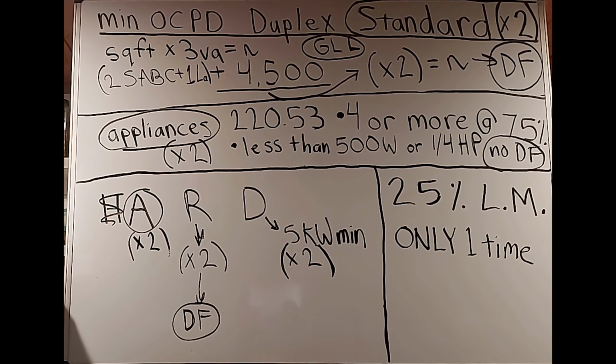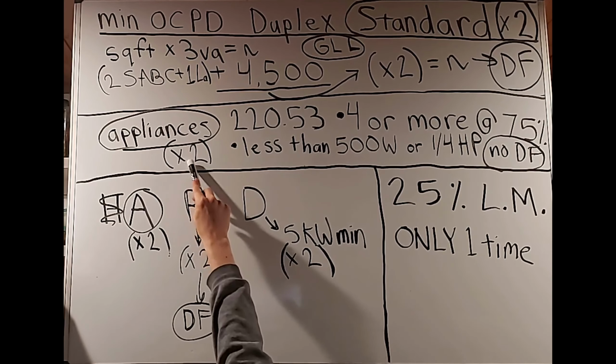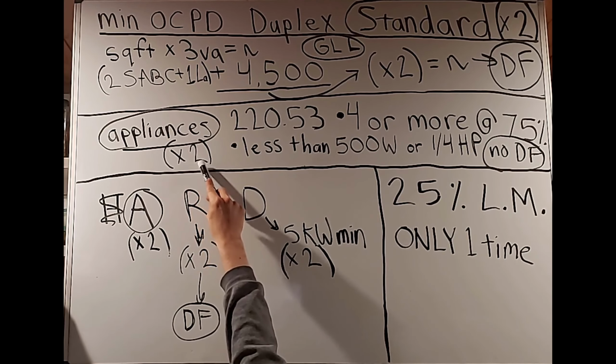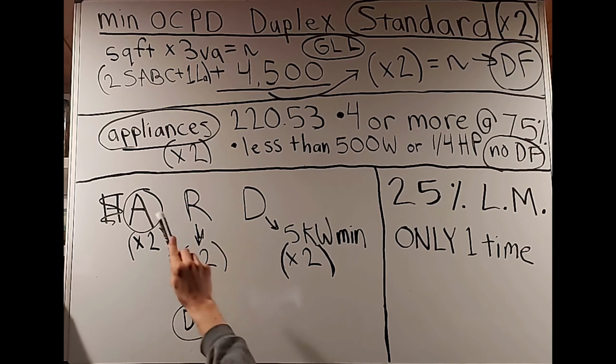I'm going to get into an example, but you'll see I normally separate the appliances that are 500 watts or a quarter horsepower or greater, and I get a number for that because I'm going to be rating that at 75%. And then I take any other appliances that might be less than 500 watts or a quarter horsepower, and I separate those because those are going to be at 100%, and then I add those 2 together. Of course, we're not forgetting that we're multiplying each section by 2. It'll make a lot more sense when I actually get into this.